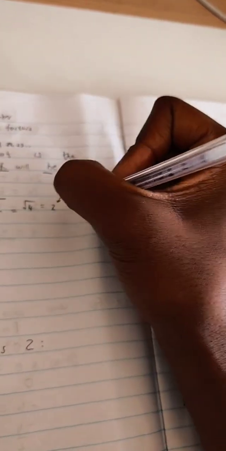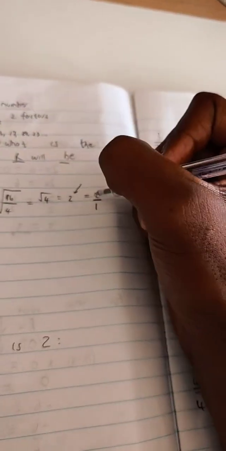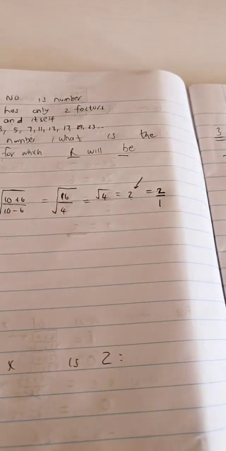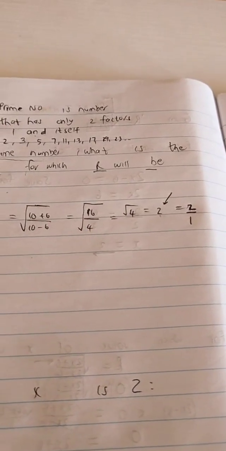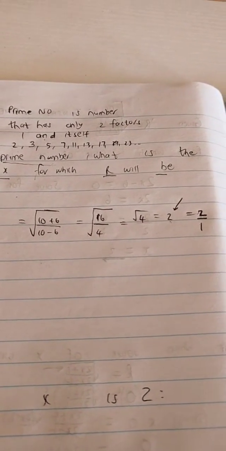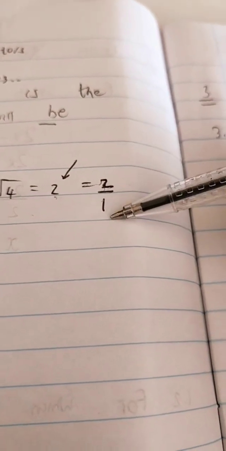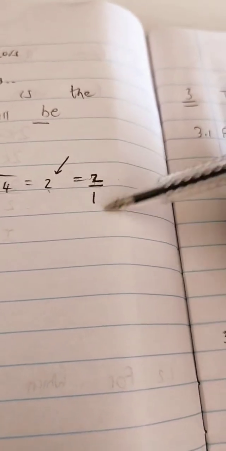Yes, 2 is rational because 2 can be written as a fraction, which is 2 over 1. So if we go back to the definition of what a rational number is, a rational number is a number that can be written as a fraction, where the numerator is an integer and the denominator is also an integer. 2 is definitely rational.